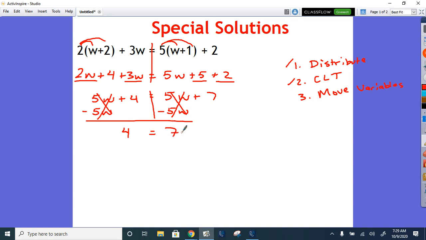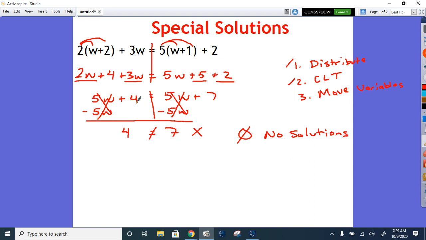So here's a special solution where students typically look at this and say, well, I think I did something wrong there. Actually, you didn't. You actually solved this correctly. This is a special solution because we have a false statement here. 4 does not equal 7. And what that means is within this equation, I actually have no solutions that will make it a true statement.